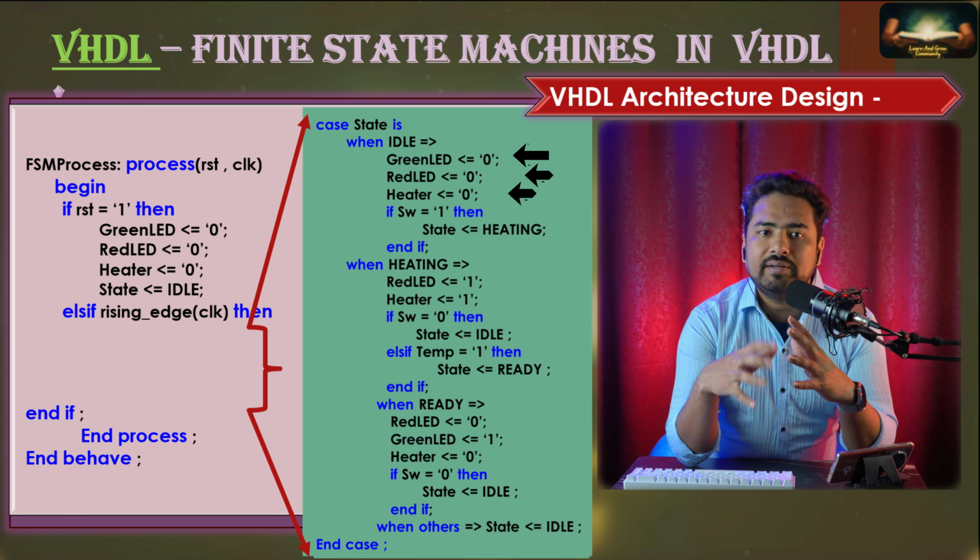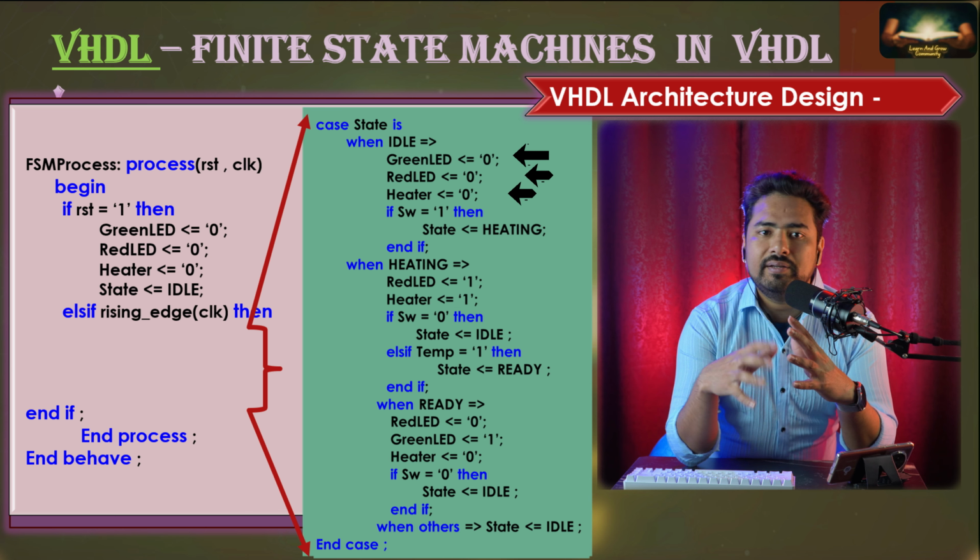Both methods will work fine, so you can choose any method. If you feel writing everything in one process block is complex, then you can split them into a separate process block. Now coming back, we said if the switch is pressed, then the new state will be heating. So define this heating state. When heating, red LED is 1, heater is 1. If switch equals 0, then state is idle. Else if temp equals 1, then state is ready.